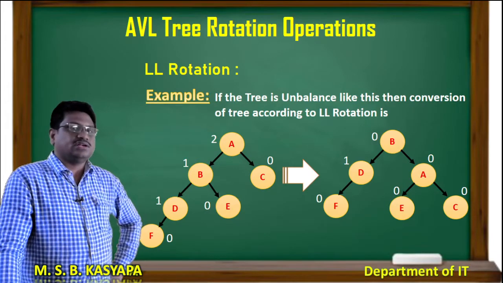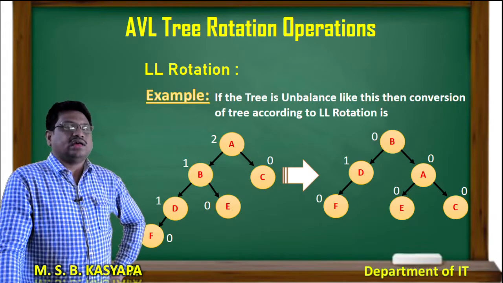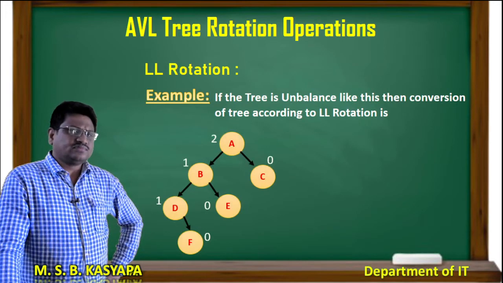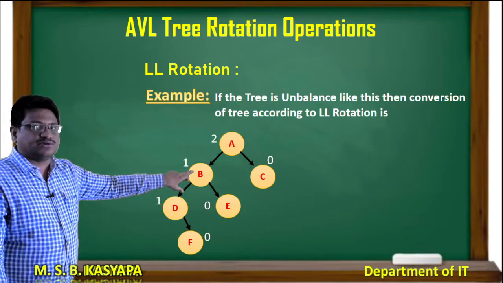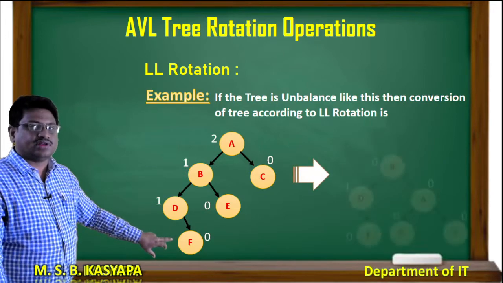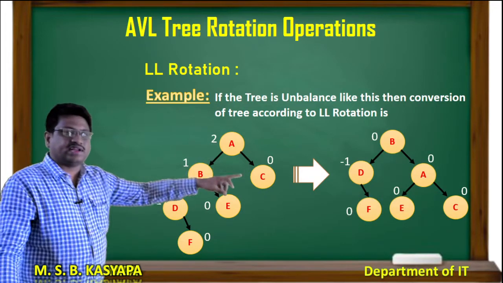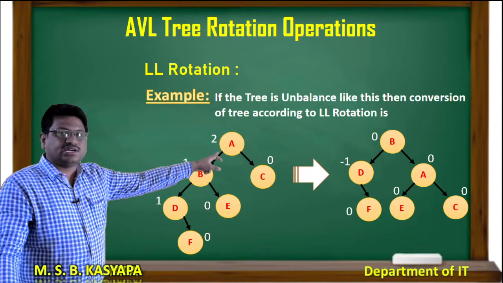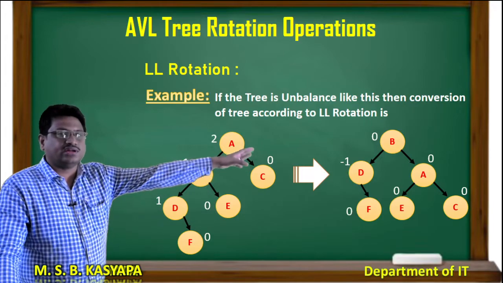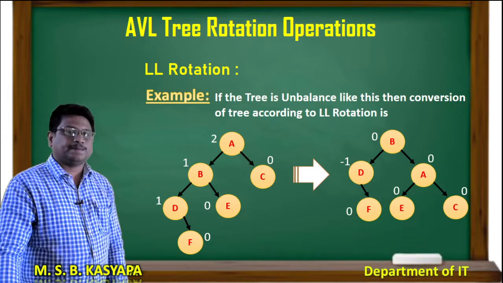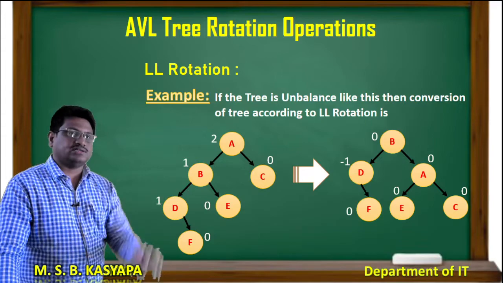Now it is the process I have to do if it is done in the LL rotation. Let us take another example, the same thing. So B is the root node, D, F are the left children, and A is the right child, C is the right child for A. Now B has one right child, that is E, and it is moved to the right subtree.